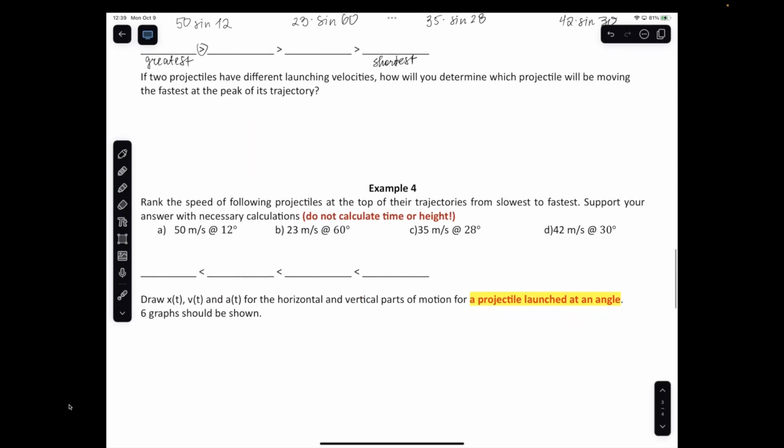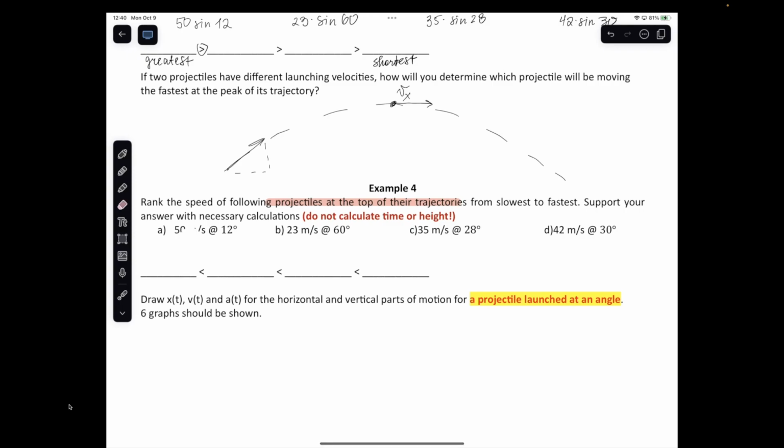Now rank the speed at the top. Speed at the top, if you remember what happens at the top, so right here, if you had V initial Y, at the top you don't have it anymore, but you still have Vx. So at the top, velocity is just the horizontal component.